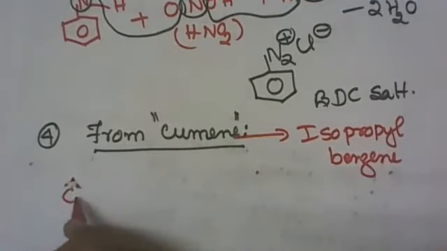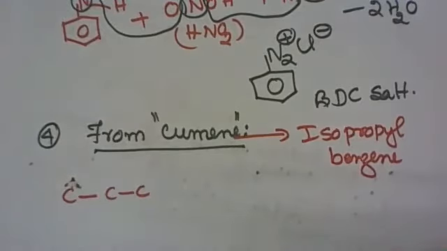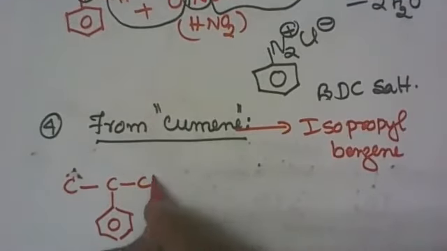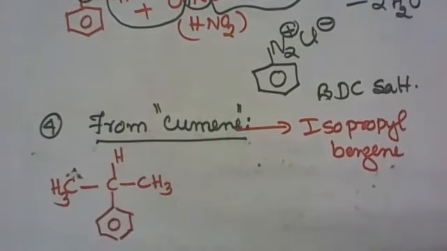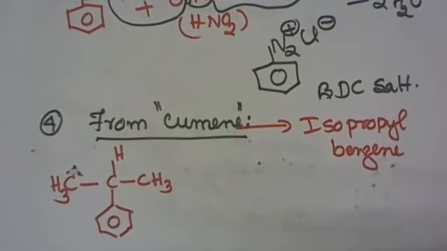Propyl means 3 carbon atoms: 1, 2, 3. Iso means branching. Branching with what? Benzene. So this is isopropyl benzene. Satisfy the remaining valence of carbon. What is the valence of carbon? Valence of carbon is 4. Remaining by hydrogen atoms.